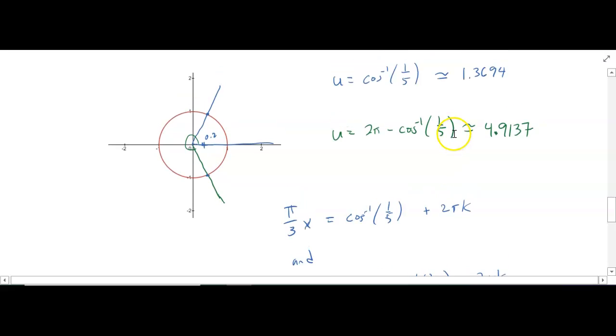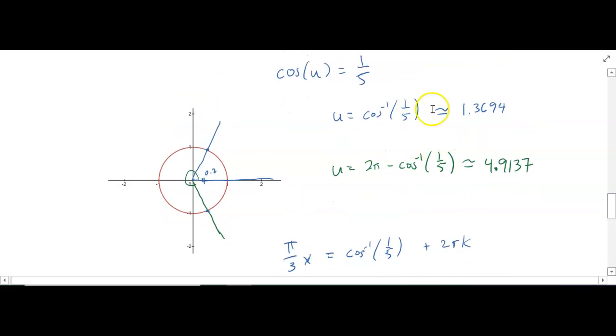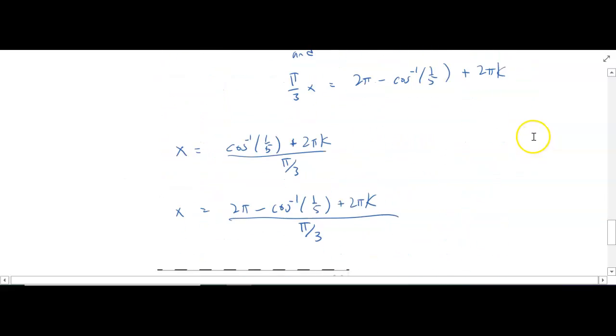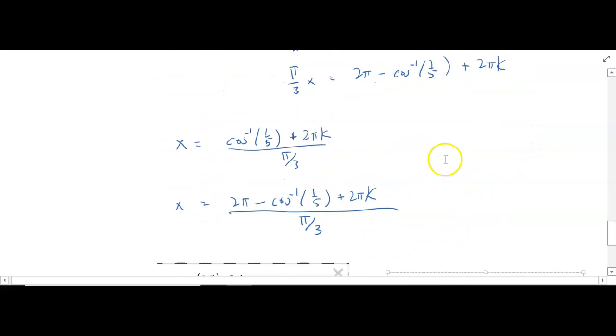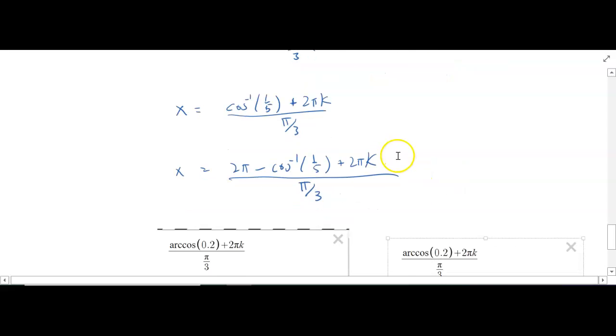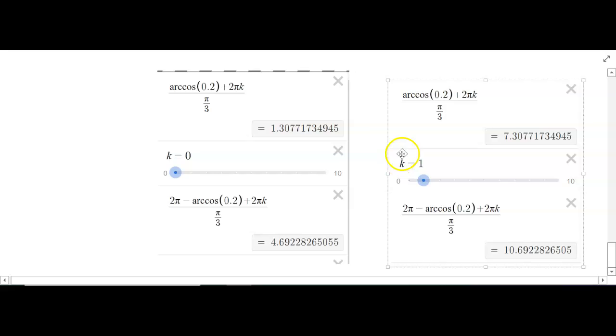Those are different than what we found for u, because here we had to find those results, then divide by pi over 3 after. So again, the best way to do this is to write the general solution out, and then plug in your values for k as needed to find as many solutions as indicated in the problem. Hope you found this useful.